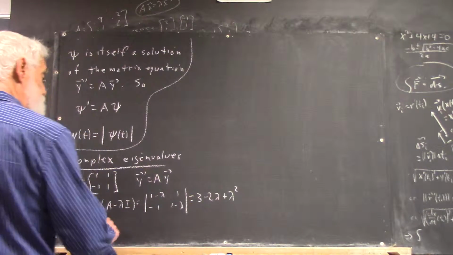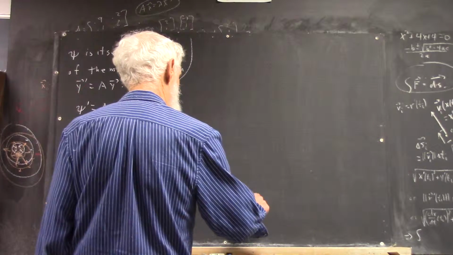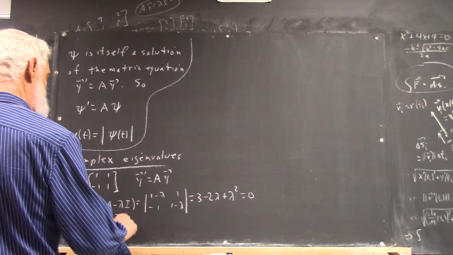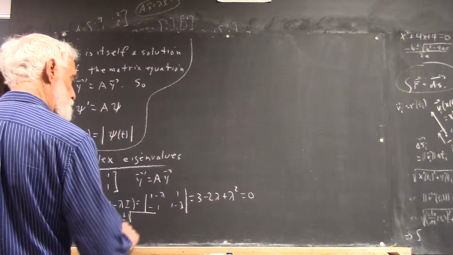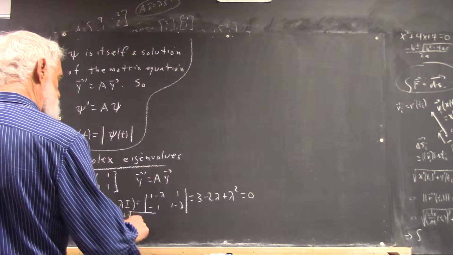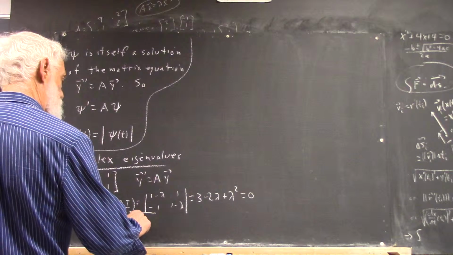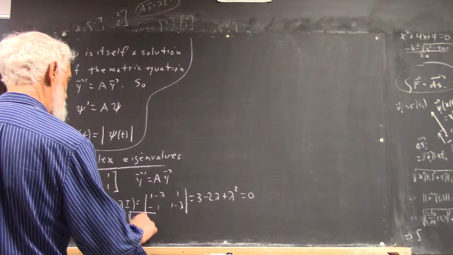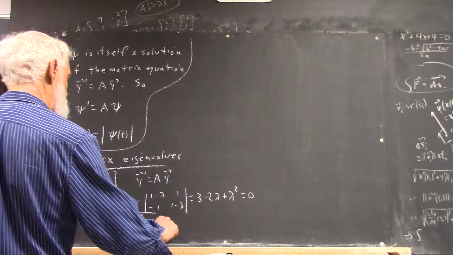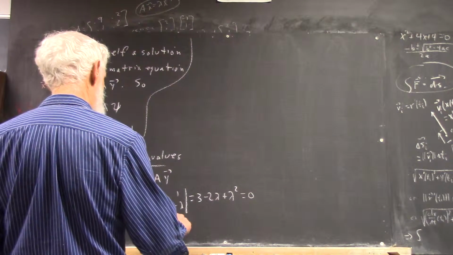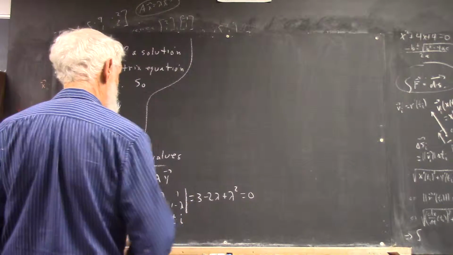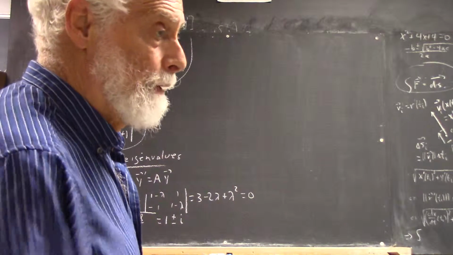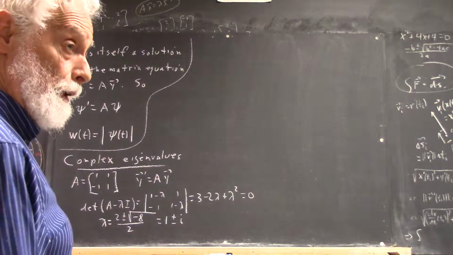So this tells us that lambda is going to have to be 2 plus or minus the square root of 4 minus 12, which is negative 8, over 2, which is 1 plus or minus I. Okay? I don't know that they worked that through in the example you have there.